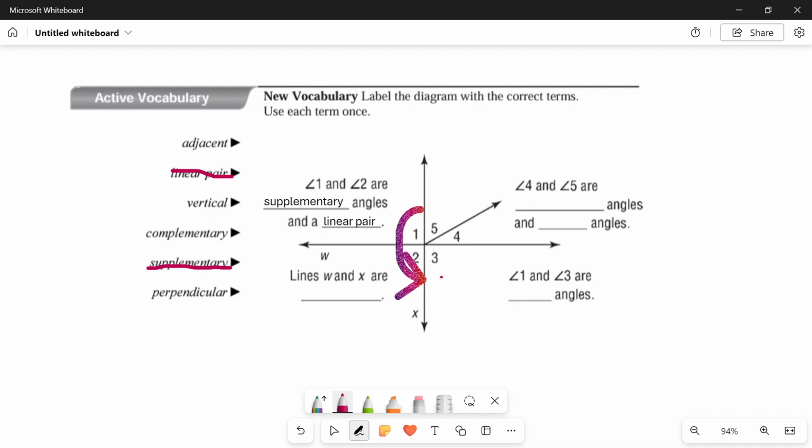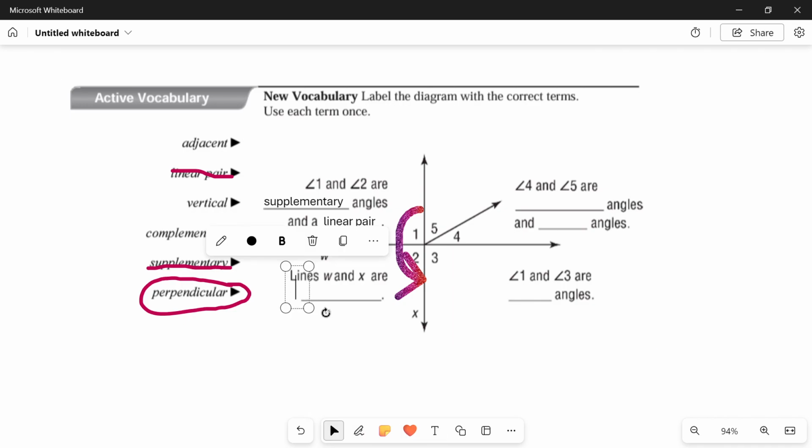Okay, let's look at the next one here. Lines W and X. So W, this one, and X, this one, they appear to be perpendicular. So I'm going to say that the lines are perpendicular. Perpendicular, spelled like that.